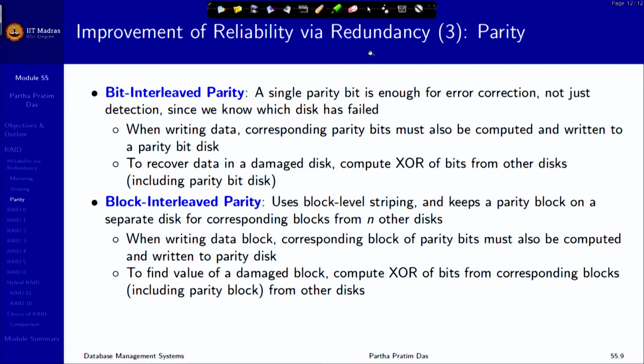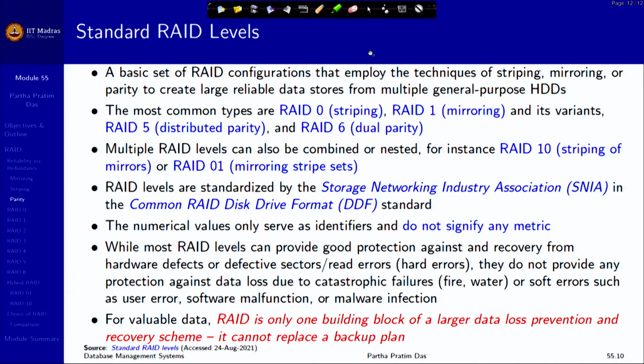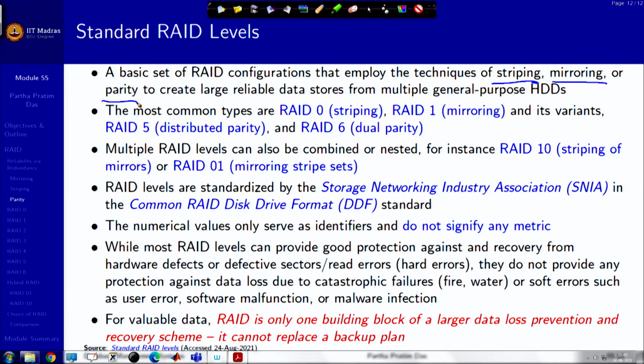So, these are the 3 basic techniques that you have, and combinations of these techniques give you different types of RAIDs called RAID levels. These are different architectures which employ techniques of striping, mirroring or parity to create reliable, scalable storage using general purpose hard disk drives. The basic advantage of RAID is it does not need a very high quality special disk with high reliability. Those also exist, but those are a lot more expensive.